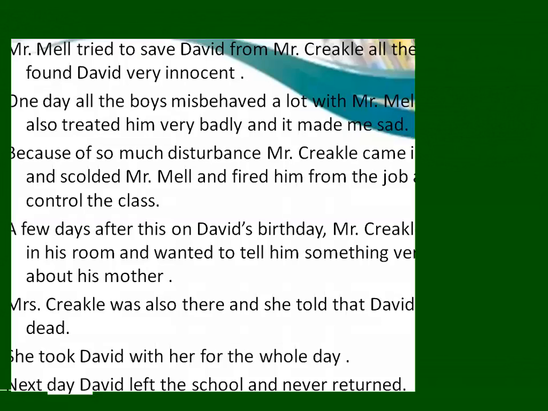Yes, because of so much disturbance, Mr. Creakle came into the class. Obviously, when students were shouting, the noise was going to the principal's room also. It was in the whole corridor also. So Mr. Creakle came into the class and scolded Mr. Mel that why you are not controlling the class, why the class is getting out of control of you, and fired him from the job as he couldn't control the class. He just dismissed Mr. Mel that you are not able to teach over here quietly and students are not listening to you, so you are not able to be a teacher over here, so you should go from here.